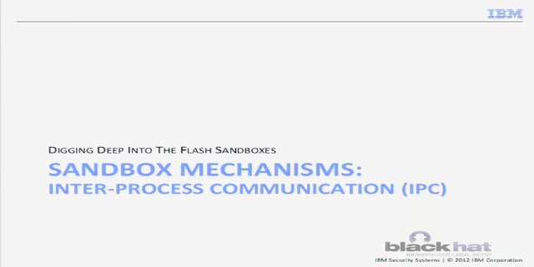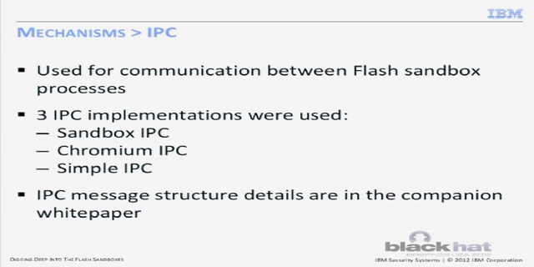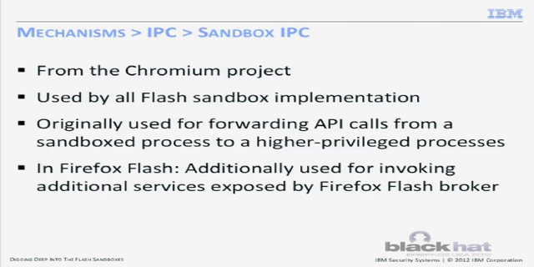Now we will talk about the Interprocess Communication. In our research, we had found 3 IPC implementations being used: Sandbox IPC, Chromium IPC, and Simple IPC. Sandbox IPC is originally from the Chromium project. It is used by all Flash Sandbox implementations. Originally, it was used for forwarding API calls made by the Sandbox process to a higher privilege process. But in Firefox, it is also additionally used for invoking additional services exposed by the Firefox Flash Broker.